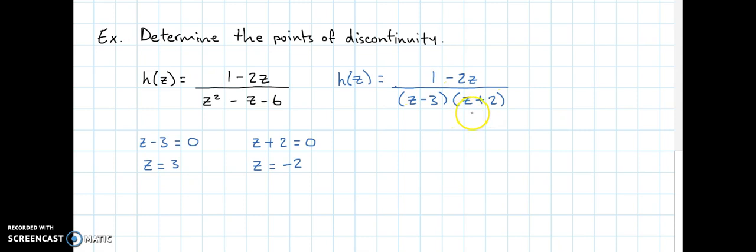Because the denominator cannot equal 0, there would be no graph when the denominator equals 0. So then we can do z minus 3 is equal to 0, in which case a graph does not exist where z is equal to 3, and we can do z plus 2 is equal to 0, and z is equal to negative 2, and a graph cannot exist there either. These would be our 2 points of discontinuity.